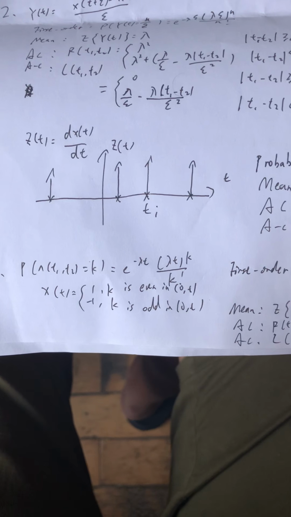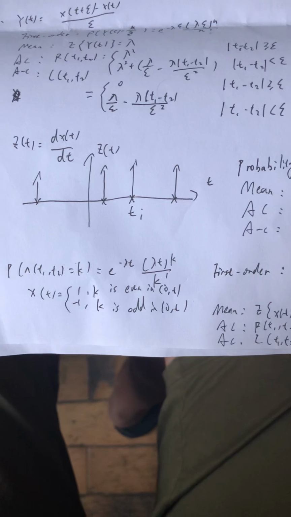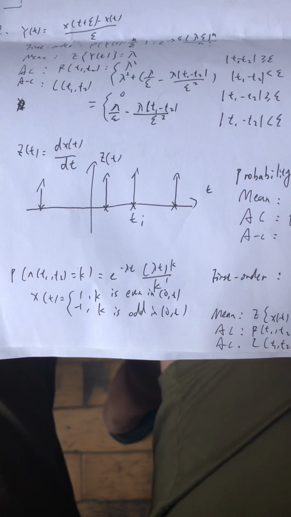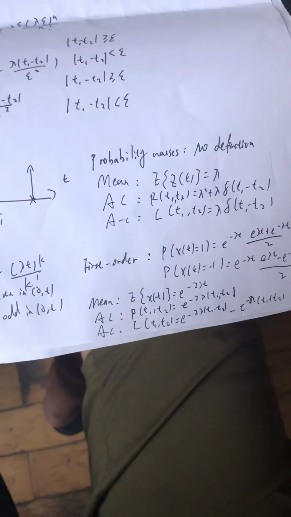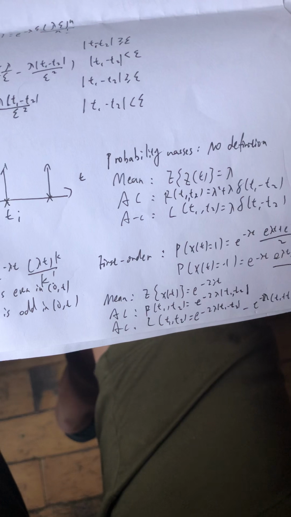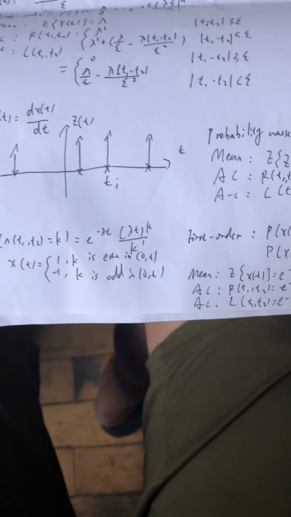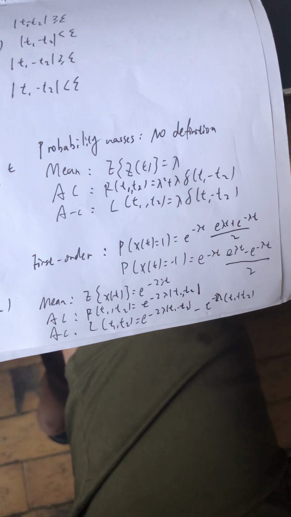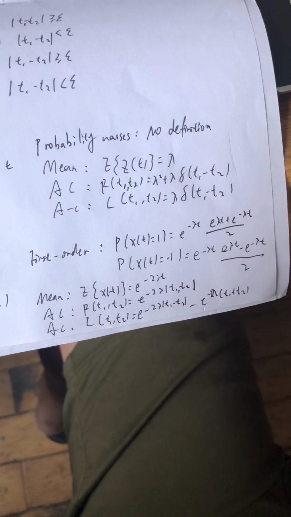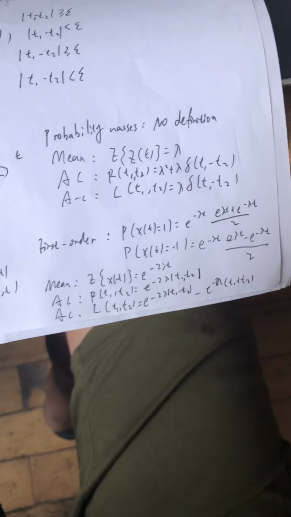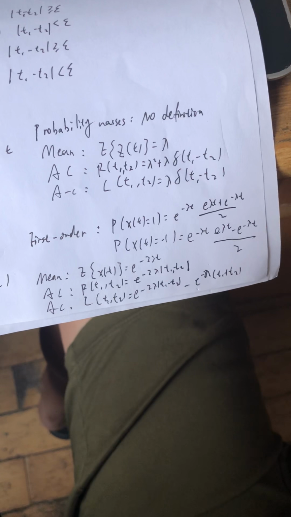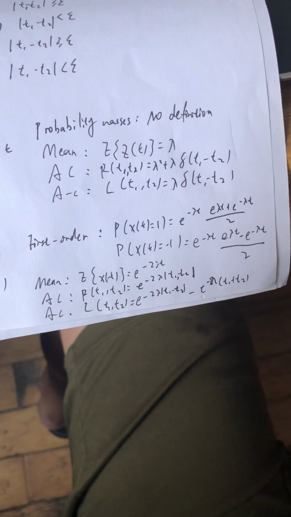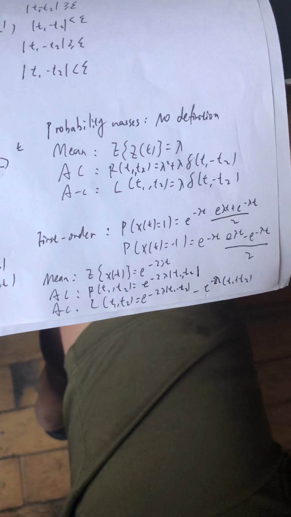The fourth is the semi-random telegraph signal. Actually, it is defined based on Poisson points again. The number n of points t in the interval t1 to t2 of length t equal to t2 minus t1 is a Poisson random variable with parameter lambda t. The probability for n(t1,t2) equal to k is e to the minus lambda t, times (lambda t) to the k over k factorial. The first order probability mass is the probability for x(t) equal to 1, equal to e to the minus lambda t times e to the lambda t plus e to the minus lambda t, over 2. The mean is E[x(t)] equal to e to the minus 2 lambda t. The autocorrelation is e to the minus 2 lambda times the absolute value of t1 minus t2. The autocovariance is C(t1,t2) equal to e to the minus 2 lambda times the absolute value of t1 minus t2, minus e to the minus 2 lambda (t1 plus t2).